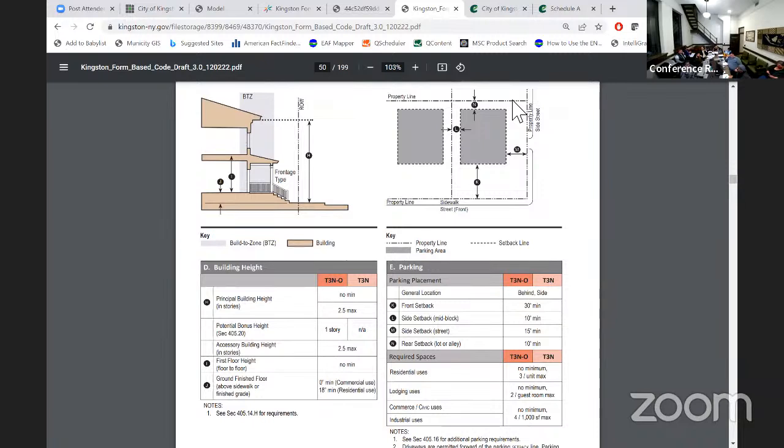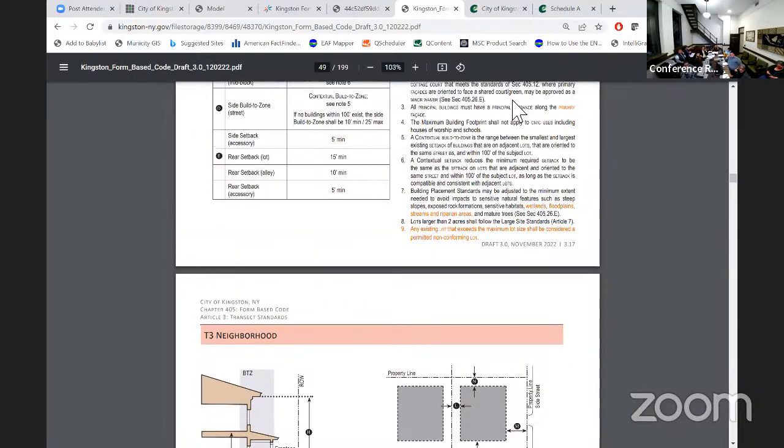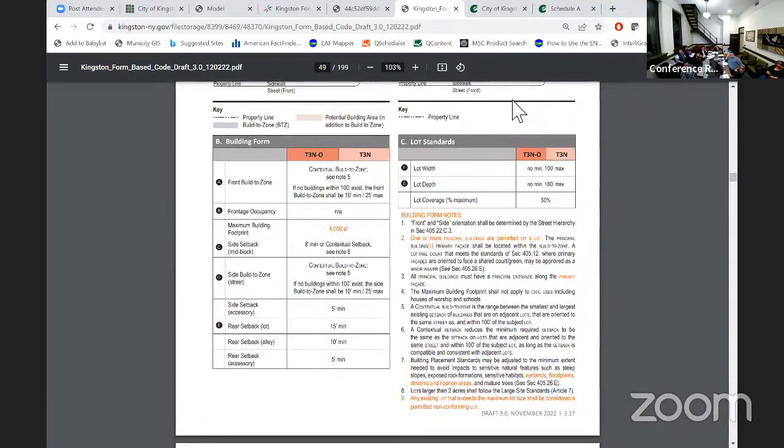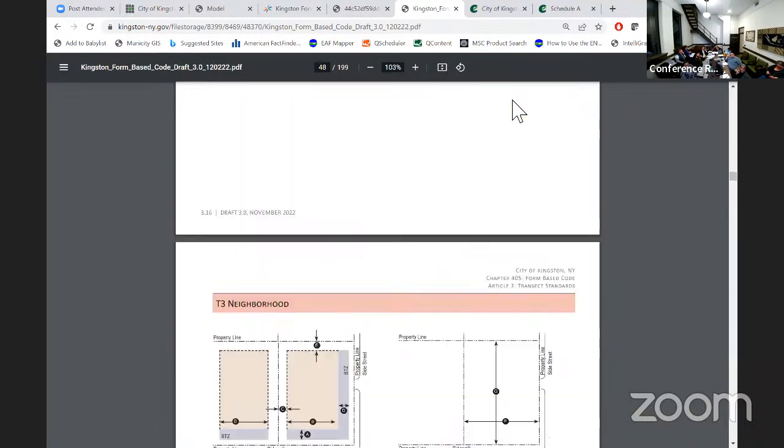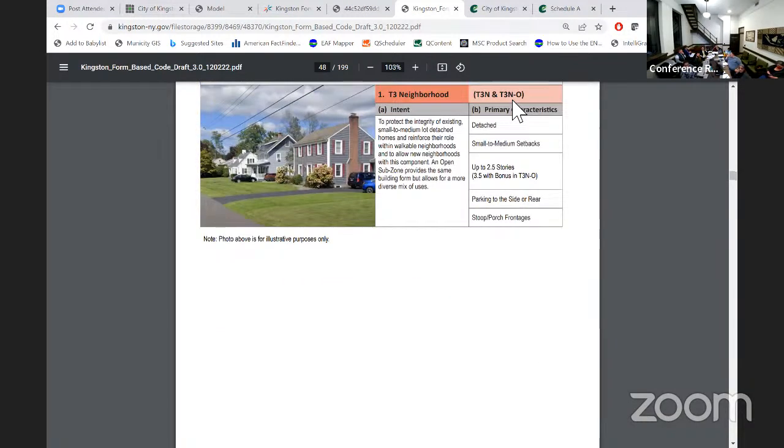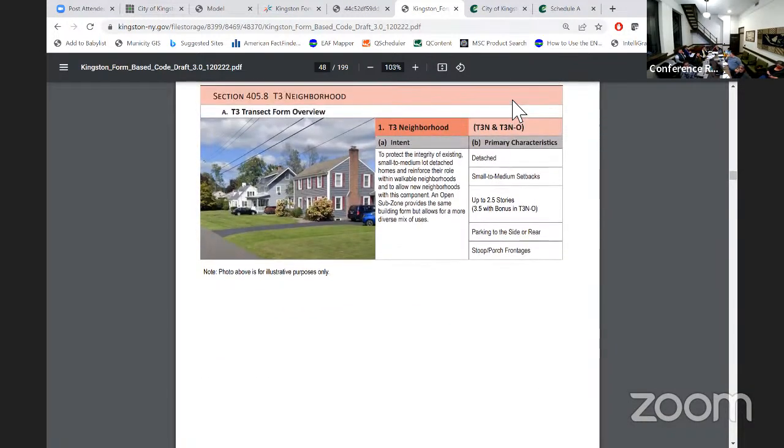I can name them. But this is just an example of the frontage type section that we're talking about. Here you would be allowed a stoop or a front porch. It's very specific on how the front would look.